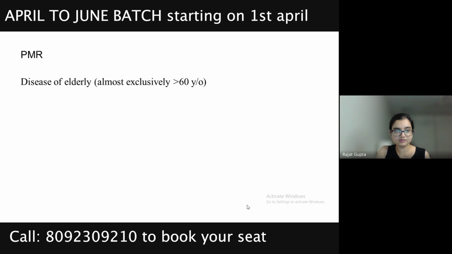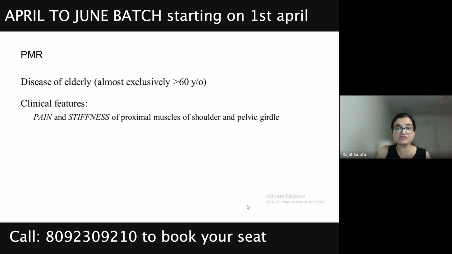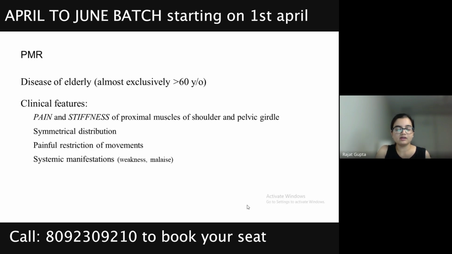PMR. So PMR, it's a disease of elderly. Mostly these patients are going to be more than 60 years of age. Common features would be pain and stiffness in the proximal muscles, mostly the shoulder and the pelvic girdle. Okay, it's going to be a symmetrical distribution. The patient will have similar complaints, like polymyositis, not able to comb hair, not able to get up from a sitting position.